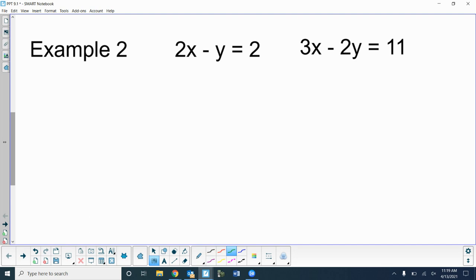First y. Why is that the easiest one to get by itself? No coefficient, right? Or we can say the coefficient's 1. Okay? So that's what I would get by itself. So get that by itself. Move the 2x over. Now remember, it's negative y right now.